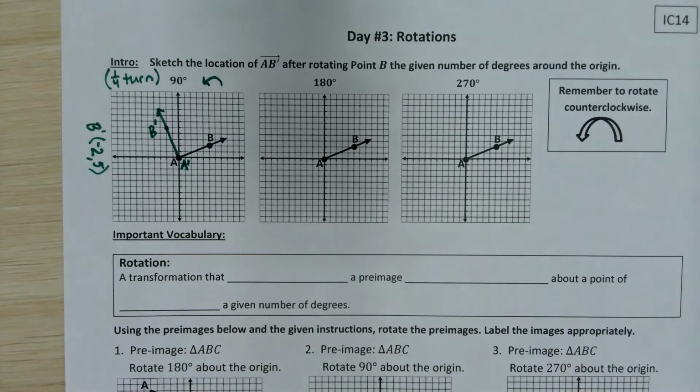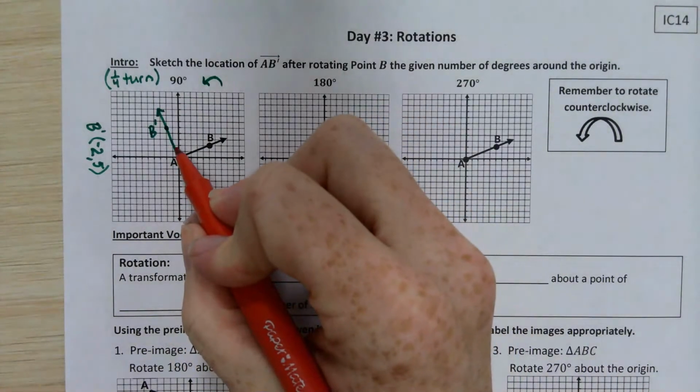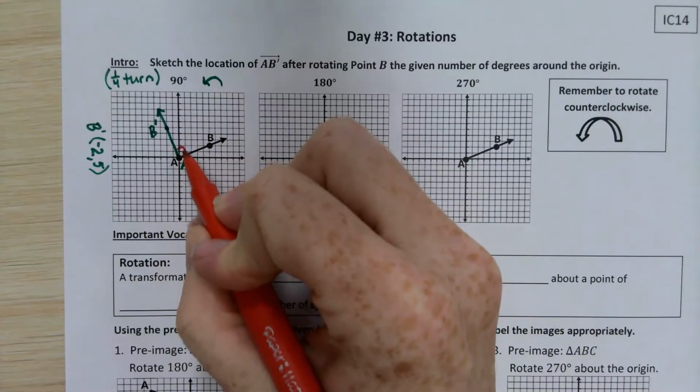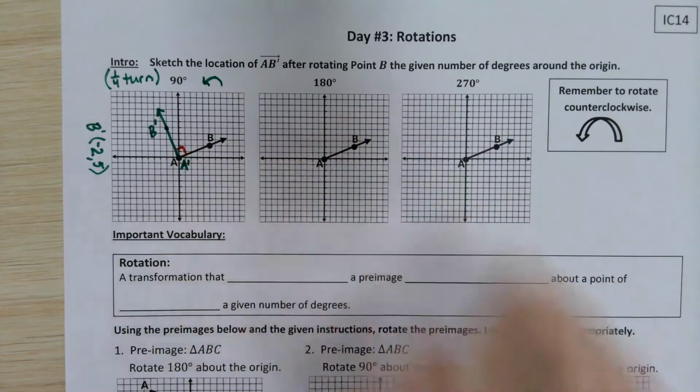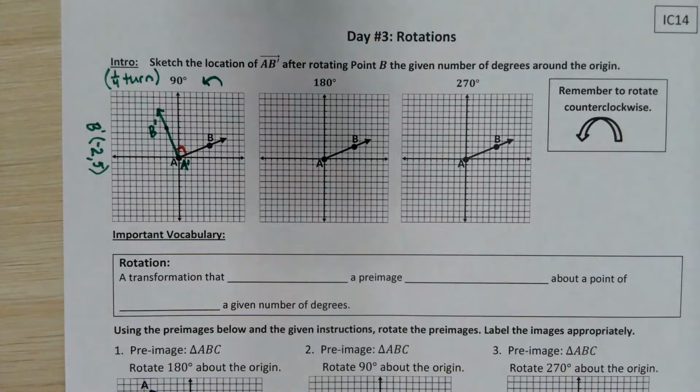And if you investigate, I suppose we could get out a protractor and actually measure, but this is supposed to be, and it looks like it is, a perfect 90-degree right angle between that pre-image and image.